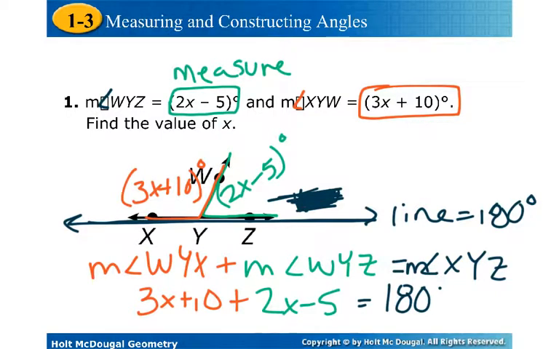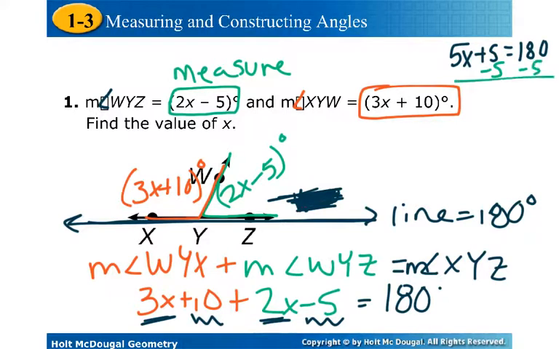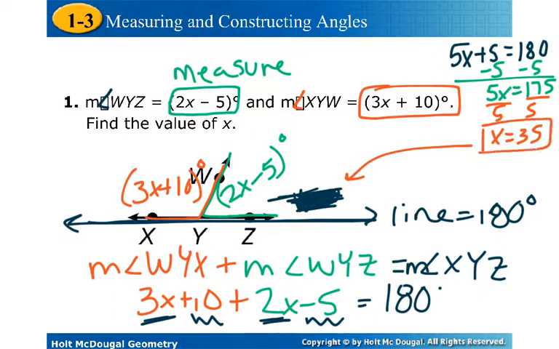So here's our algebra to practice. I've kind of run out of room, so I'm going to go up here. If I combine the 3x and the 2x, I'm going to have 5x. If I combine the 10 and the negative 5, I'll have 5, and that's going to equal 180 degrees. Take away your 5, and you're left with 5x equals 175. Or, of course, dividing by 5, we're going to get an x of 35, which, of course, is what the answer key kind of alluded to.